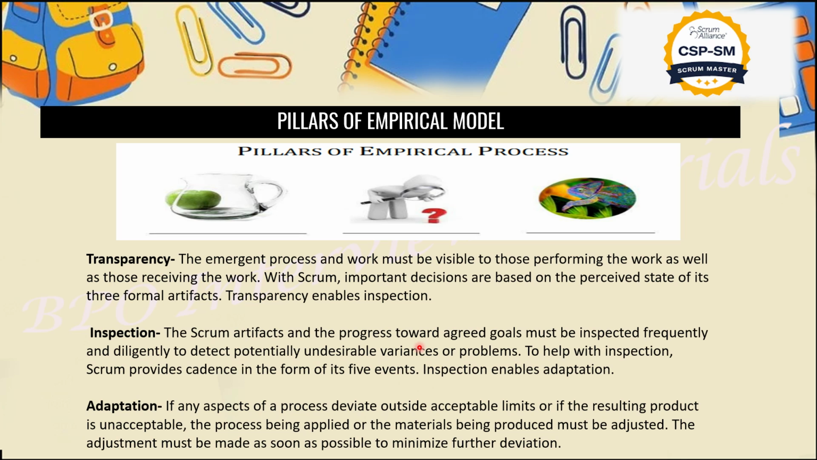So let's move to the next part, which is the pillars of the empirical model. This is the most important part, guys. You should understand this concept very accurately. The first pillar we can see here is transparency. Basically, we have a project, right? And we have a Scrum team, a developer, a tester, and a product owner.